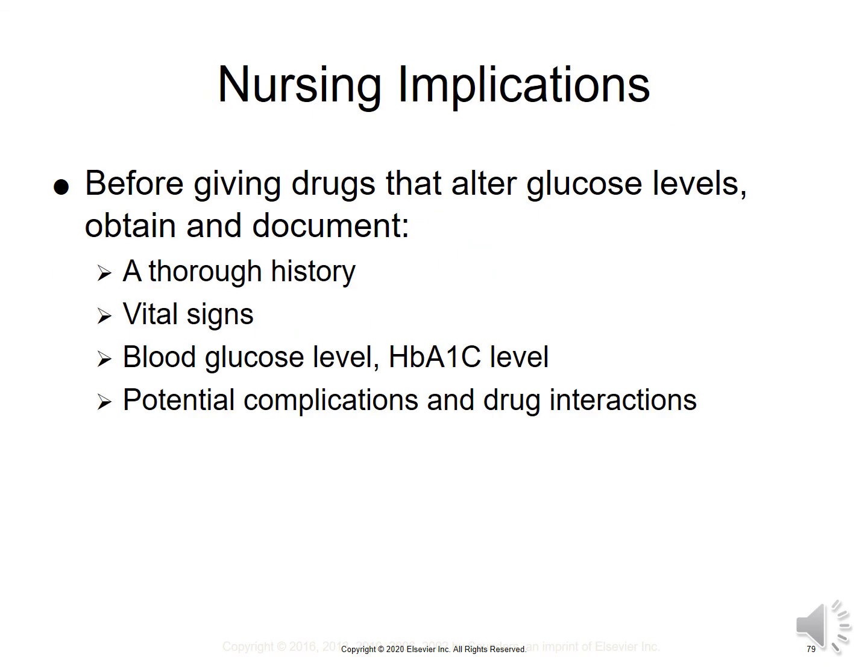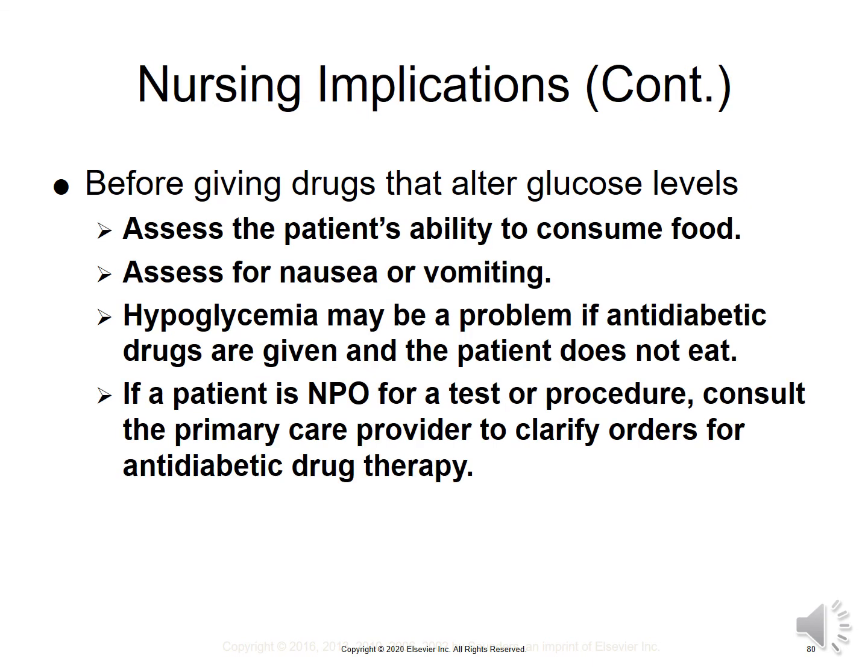After giving drugs that alter your glucose level, we have to make sure we have a thorough history, some vital signs, a blood glucose check, and an A1C level, and know all of our potential complications and drug interactions. So before giving drugs that alter glucose level, make sure we know if our patient can consume food, because if they have a hypoglycemic response, we want to be able to treat it quickly. Okay, assess for nausea and vomiting.